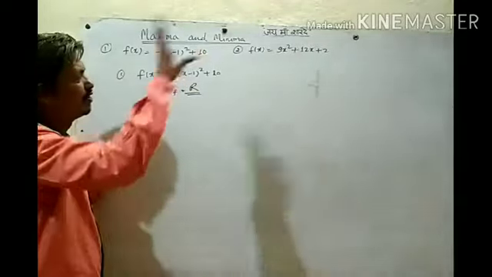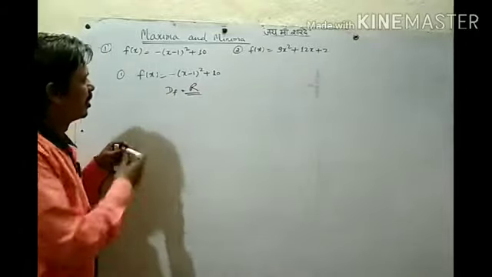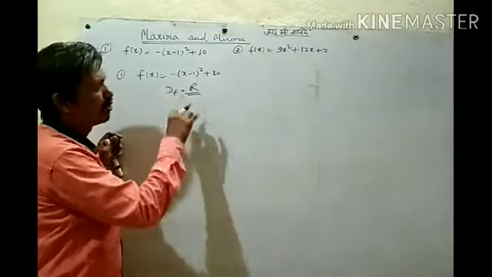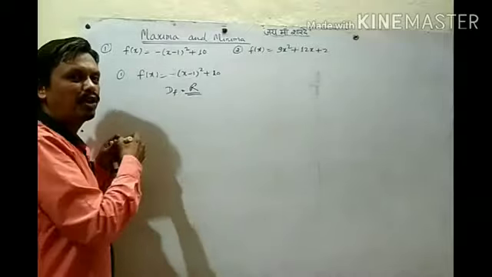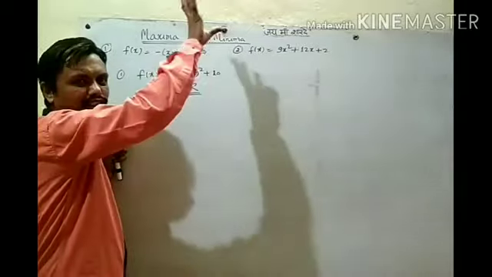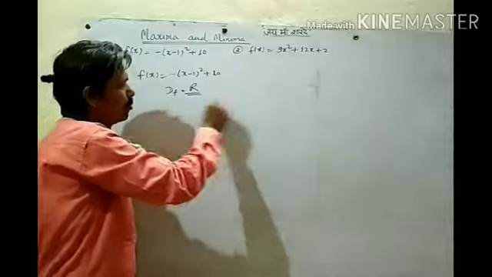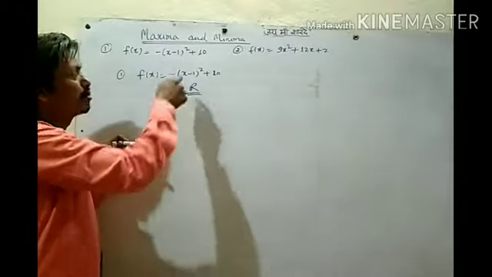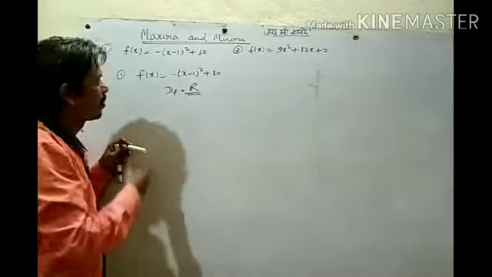Minus infinity to plus infinity is the domain of this function. So now what is the maximum or minimum value? We can put x from minus infinity to infinity. Domain is from minus infinity to plus infinity. So what will be its maximum or minimum value?